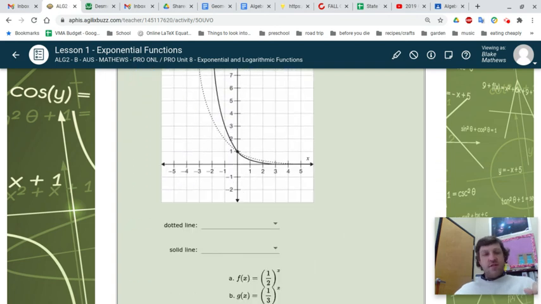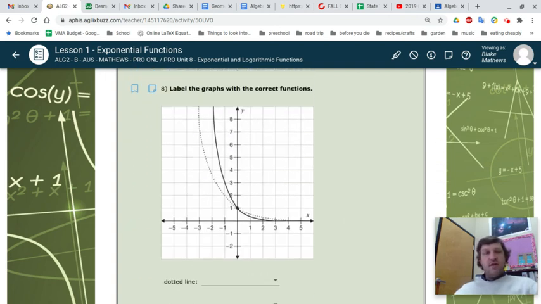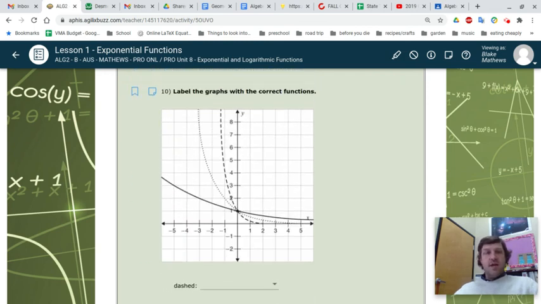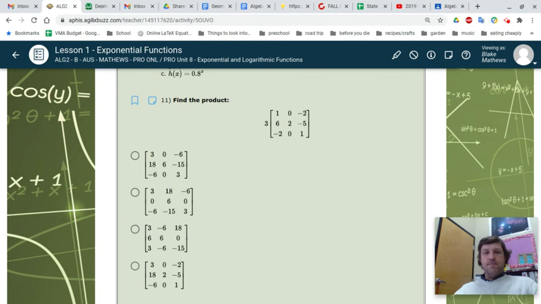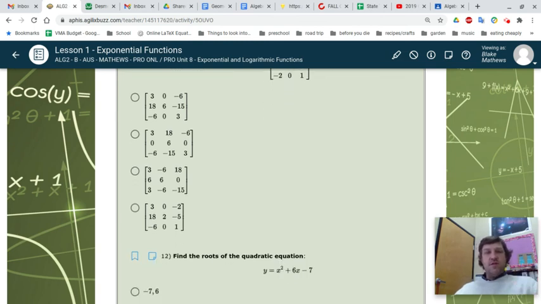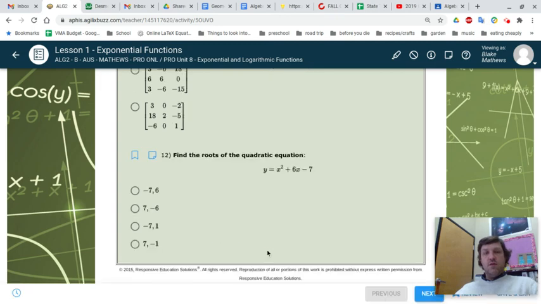Number 8, more of the same. Graph the two functions, compare the graphs. Number 9, graph and compare. Number 10, graph and compare. All those are the same. Then you have review questions about matrices, multiplying, and then finding the roots of a quadratic equation. You should be fine doing that. And that is it for lesson 1.